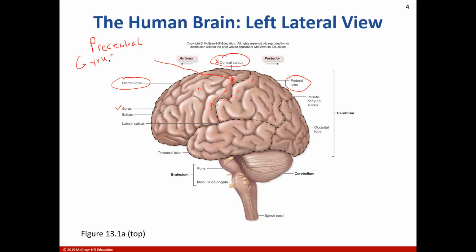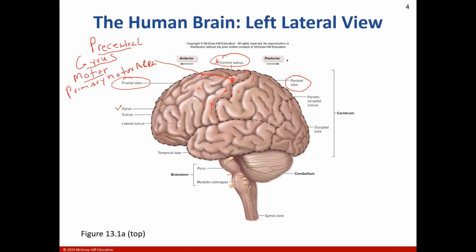And the precentral gyrus is all about your motor function. So technically, it's the primary motor area, especially the cortex. This is the area, the precentral gyrus, where I voluntarily start a muscle contraction. It's all about motor. And it's on the frontal lobe, right? Because it's anterior to the central sulcus.